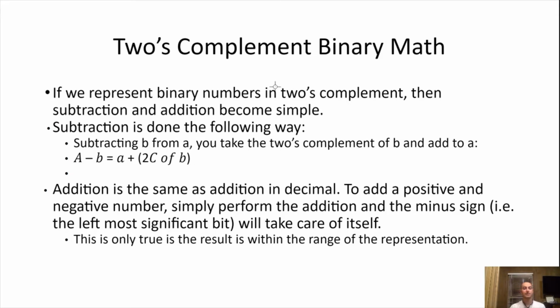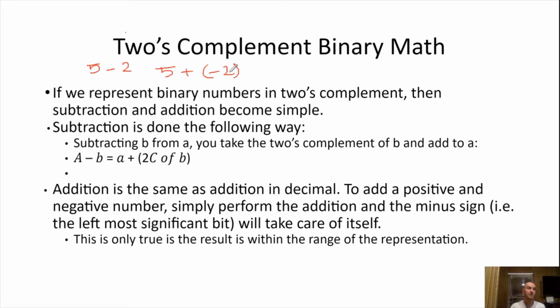So let's look at the arithmetic, how we can do addition and subtraction of two's complement numbers. For a subtraction, we are actually using two's complement to our benefit to change the subtraction to addition. So what I mean by that is, let's say, for example, we have 5 minus 2.